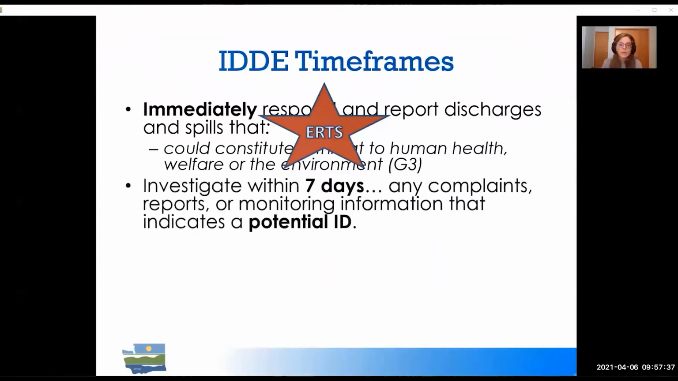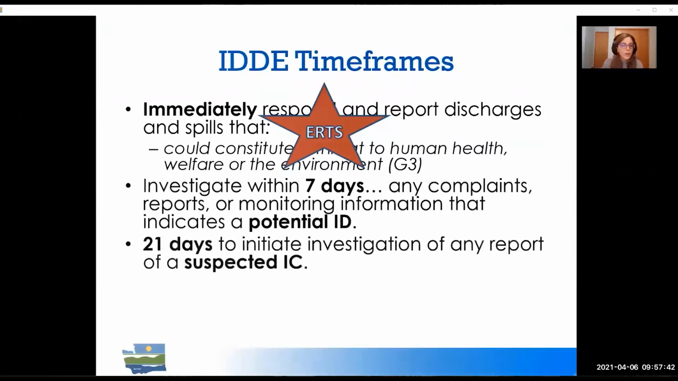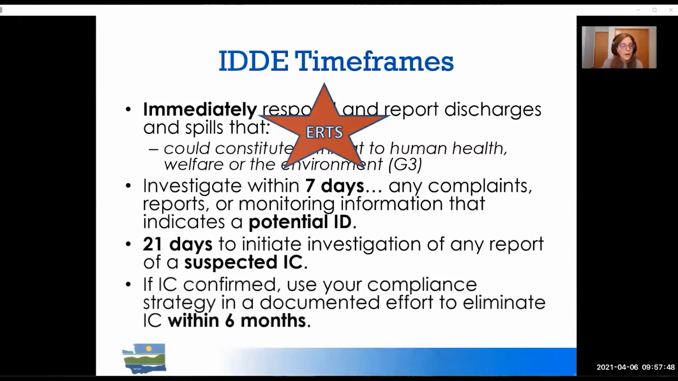Other permit timeframes include 7 days to investigate potential illicit discharges, 21 days to initiate investigation of any report or discovery of a suspected illicit connection, and upon confirming an illicit connection, using your compliance strategy in a documented effort to eliminate this IC within 6 months.